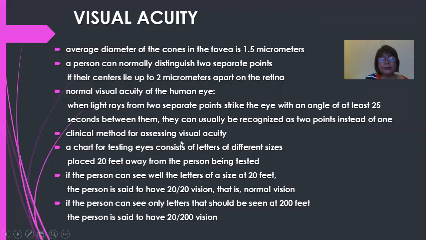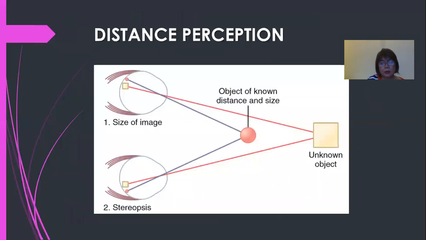The clinical method for assessing visual acuity, you're familiar with this, is a chart for testing eyes consisting of letters of different sizes, placed 20 feet away from the person being tested. If the person can see well the letters of a size at 20 feet, the person is said to have 20/20 vision, which is normal. But if the person can see only the letters that should be seen at 200 feet, the person is said to have 20/200 vision.